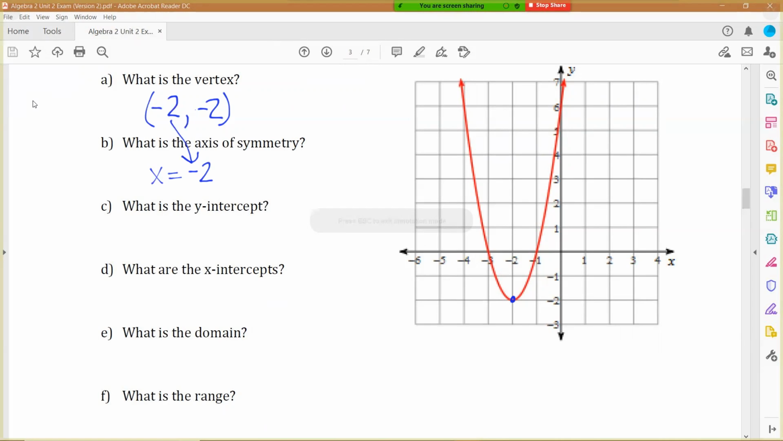Part C says, what is the y-intercept? So here's my y-axis. I'm going to figure out where it crosses. Looks like right here to me. That is at 6. So you can either write 6, or if you want to write the ordered pair, (0, 6). That's okay. So one of those 2 answers will get you your point.